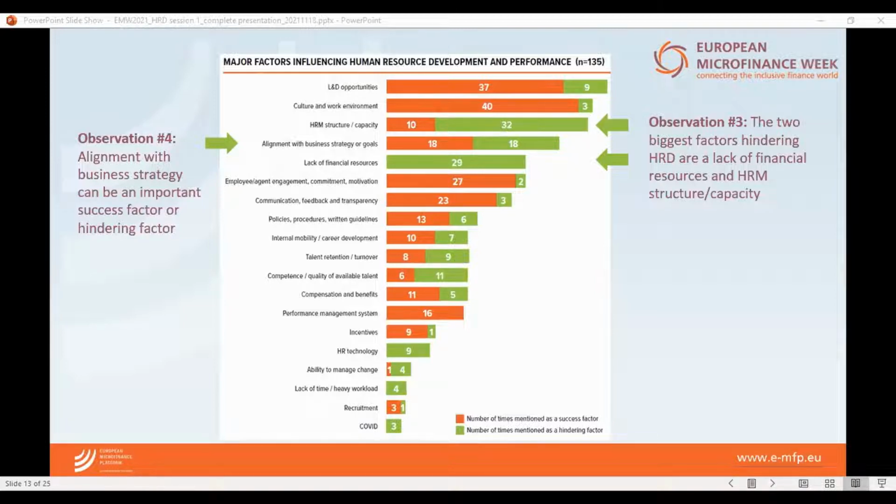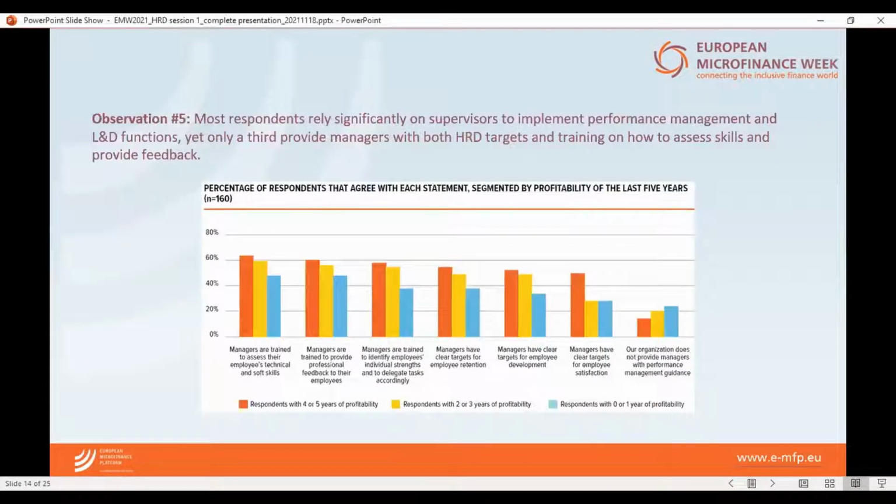The last observation I'll highlight focuses on the L&D and performance management functions. We saw in previous slides that survey respondents found L&D opportunities and performance management systems to have a major impact on their organization's success. What's interesting is that most survey respondents rely heavily on employee supervisors to implement both of these functions. Yet only 1/3 of respondents provide supervisors with HR development targets and training on how to assess skills and provide feedback. The survey data suggests that this is a weakness.